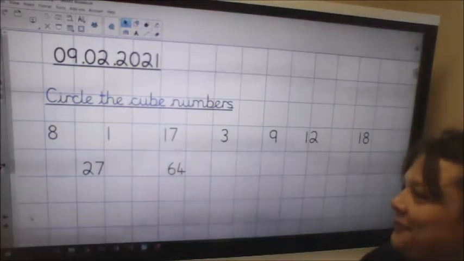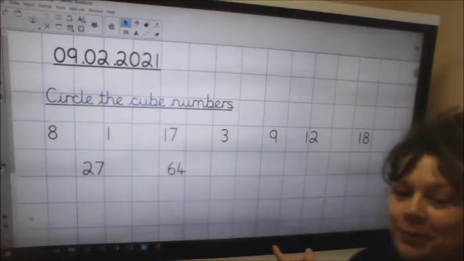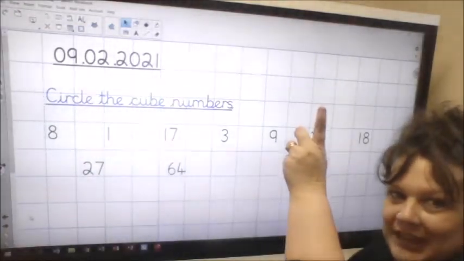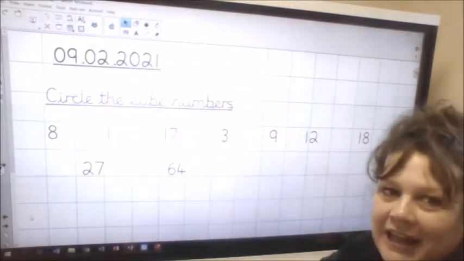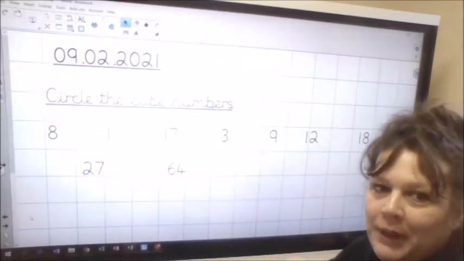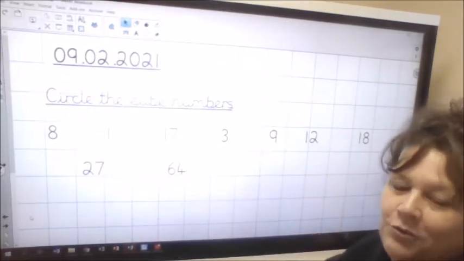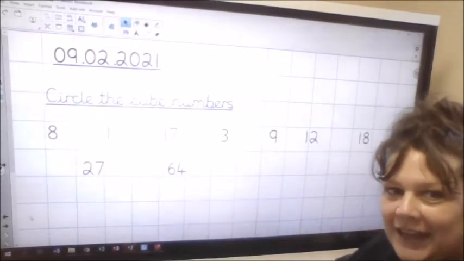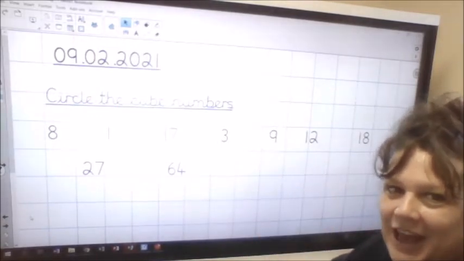Okay, so you are going to use your purple book. You're going to put the short date that's up here, and then you're going to jot down for me the cubed numbers that you can see. Okay, good luck. Off you go. Pause the video.